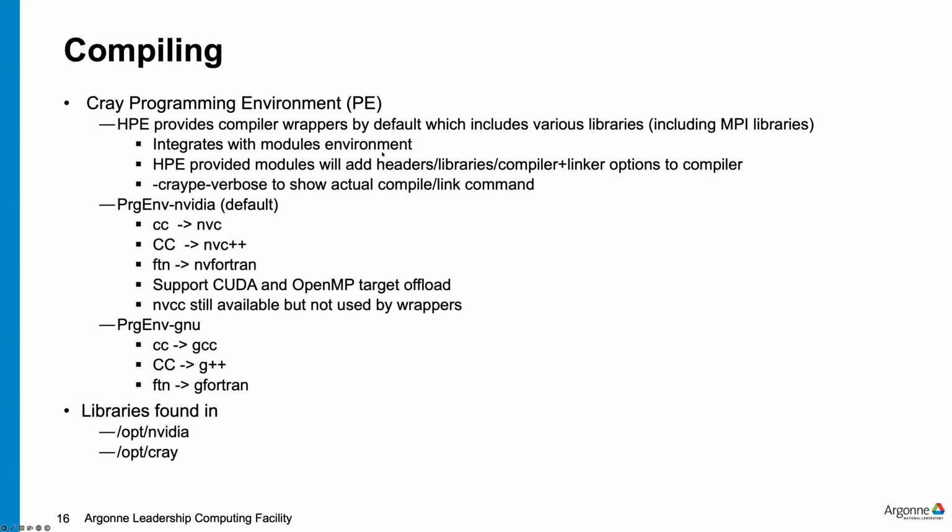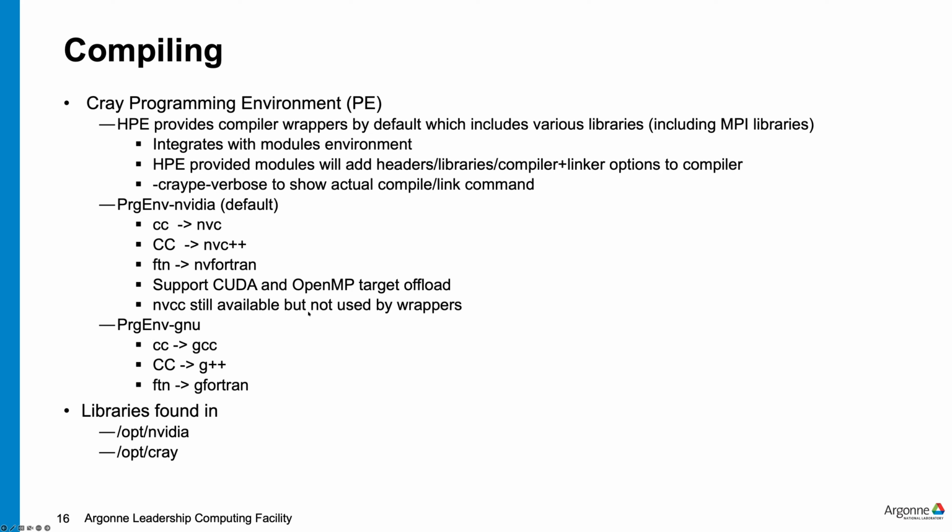All right. So building, as I said, we're using the Cray programming environment. It has a wrapper, so you're going to use CC uppercase, or ftn for Fortran. CC uppercase is C++, and cc lowercase is C. If at any time you want to see exactly what it's doing, you can add this CRAYPE_VERBOSE flag, and it'll print out what it's actually issuing as a command line. These compilers with the NVIDIA programming environment support CUDA code as well as OpenMP target offload code.